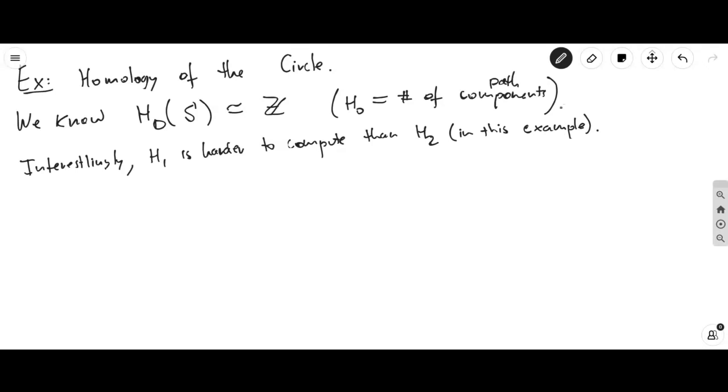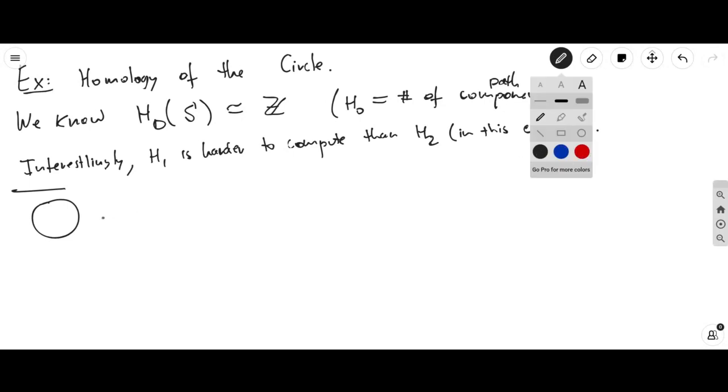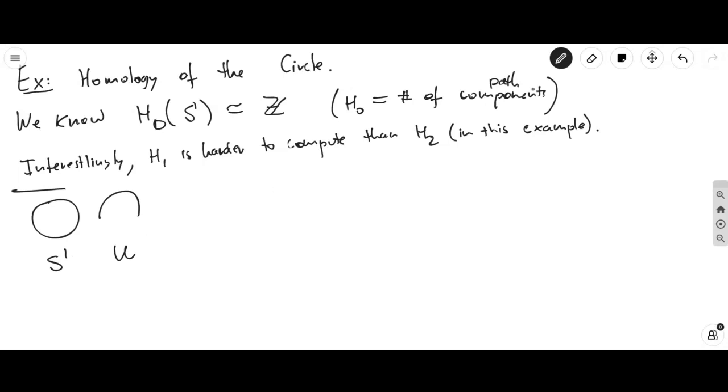So let's start calculating H1. To use the Mayer-Vietoris sequence, we have to decompose our space, S1, as U and V. U is going to be the diameter and something a little bit beyond it, and V is going to be two circles that do not close up. When you intersect them, you get these two pieces, like that.